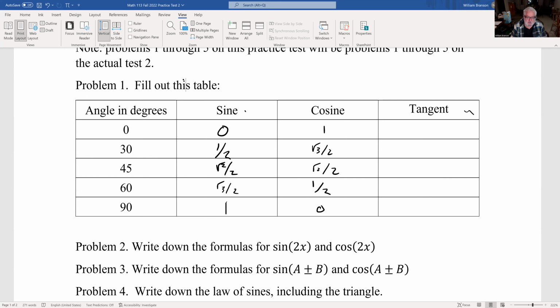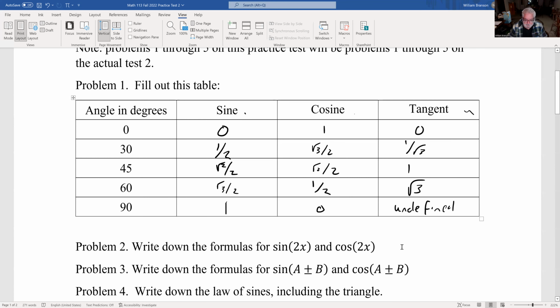Tangent is sine divided by cosine. So 0 divided by 1 is 0. 1/2 divided by square root of 3 over 2. Well, the 2's cancel out, so you get 1 over square root of 3. These are the same. So it's square root of 2 over 2 divided by square root of 2 over 2, which is 1. Then square root of 3 over 2 divided by 1 over 2. Well, the 2's cancel out. You get a square root of 3. And then 1 divided by 0 is undefined.